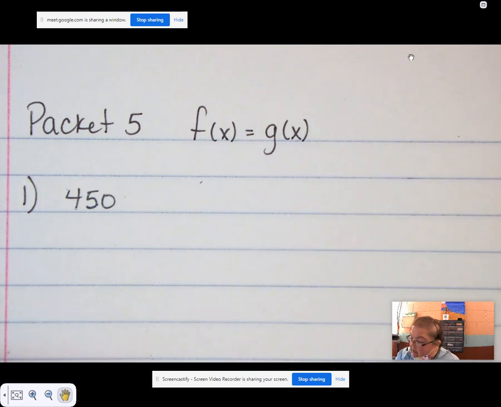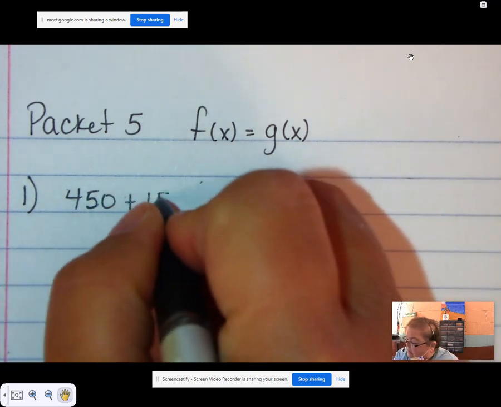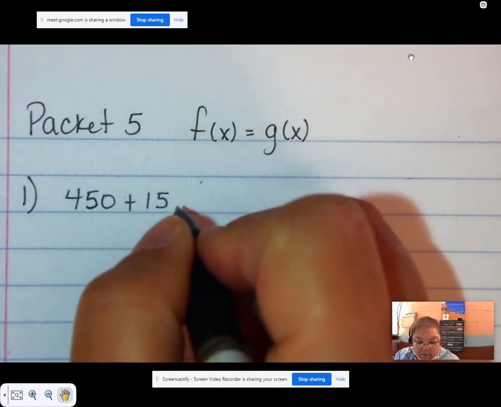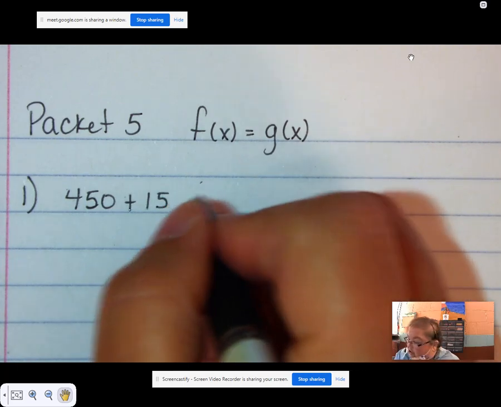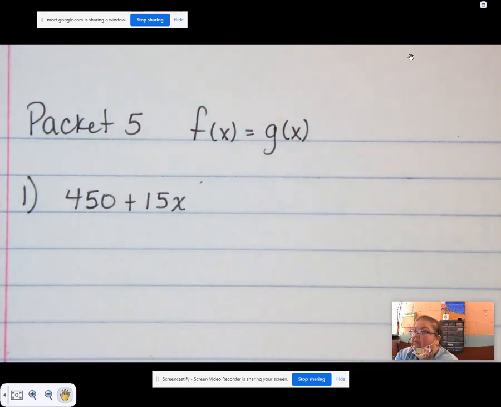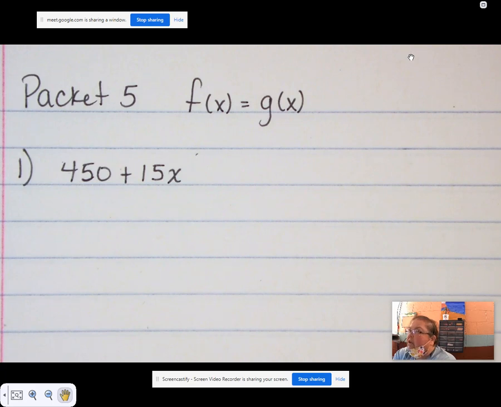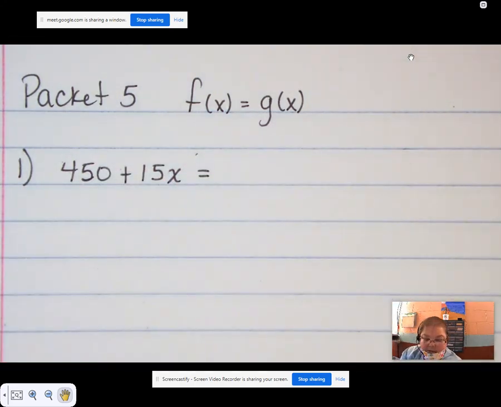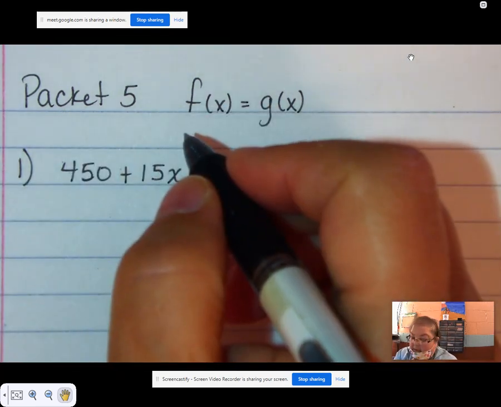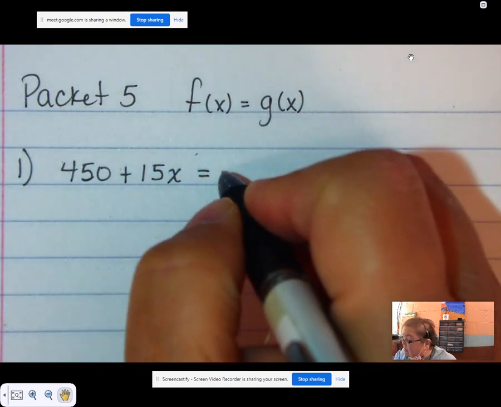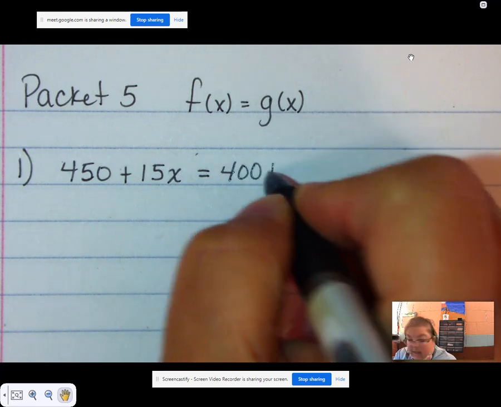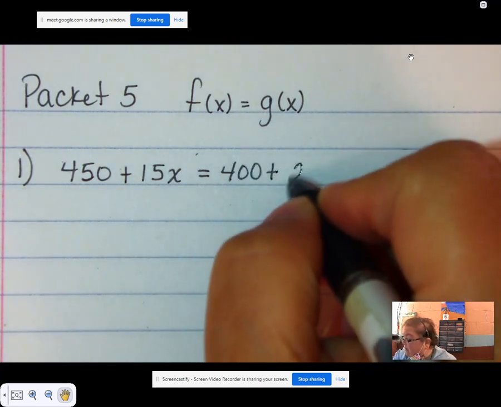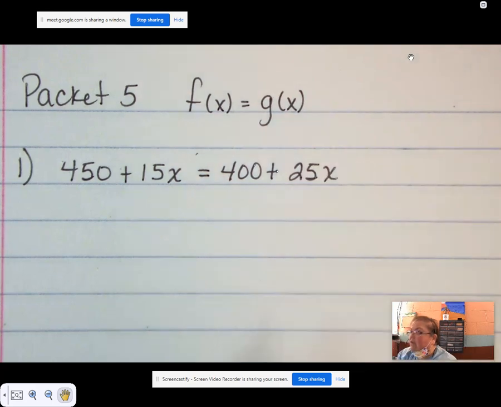450 members and adds 15 new members each month. Each is my clue word that I have a variable there. And if I'm looking for them to be equal, I'm going to write them as equal. Club B has 400 members, and they add 25 each month.